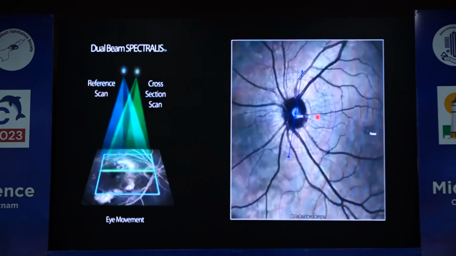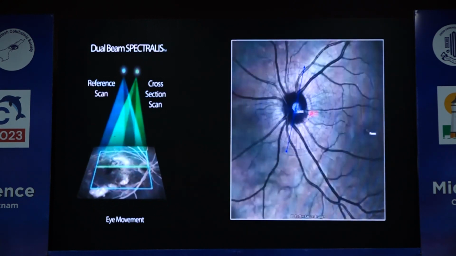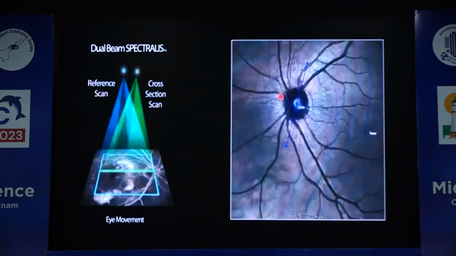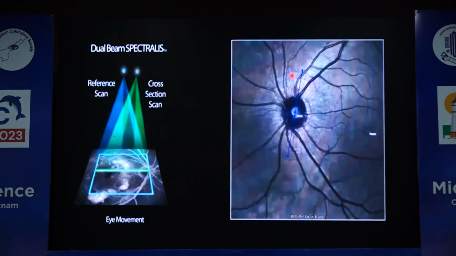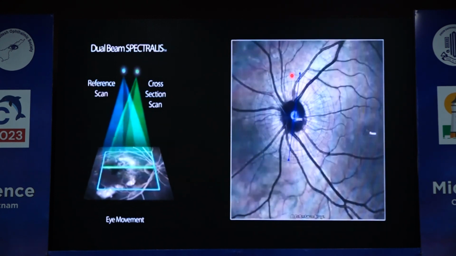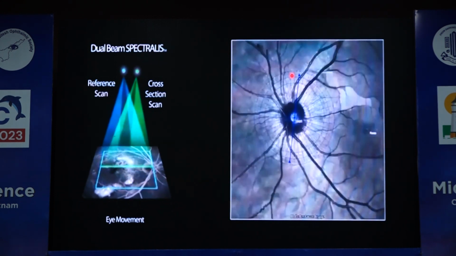Again, this is a real-time video of one of our patients. You can see that with slight tilts also, the machine automatically aligns itself to examine the same piece of tissue, which we don't have with the traditional OCT machines. So that is another advantage.